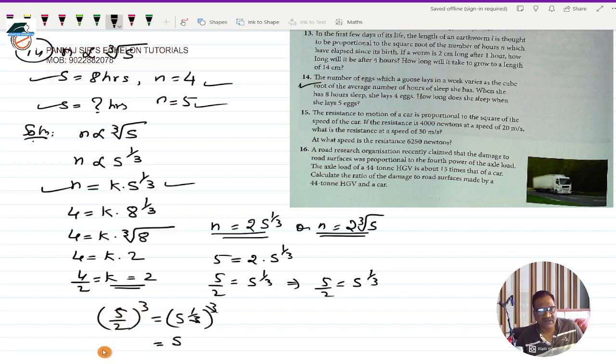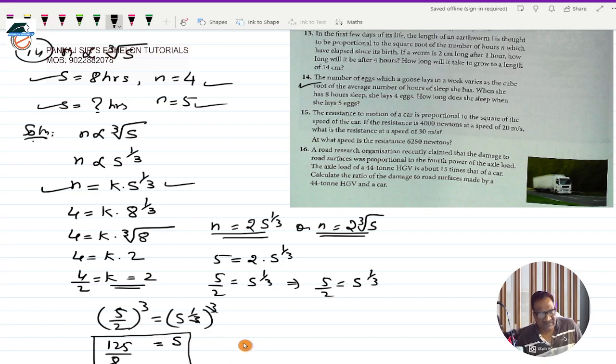Now 5 cube is how much? 5 5s are 25, 25 5s are 125, and 2 2s are 4, 4 2s are 8. So I'm getting s as 125 upon 8. Okay, so that's the answer for this s. So how much sleep does the goose need? It is 125 upon 8 hours. So s will be equal to 125 upon 8.